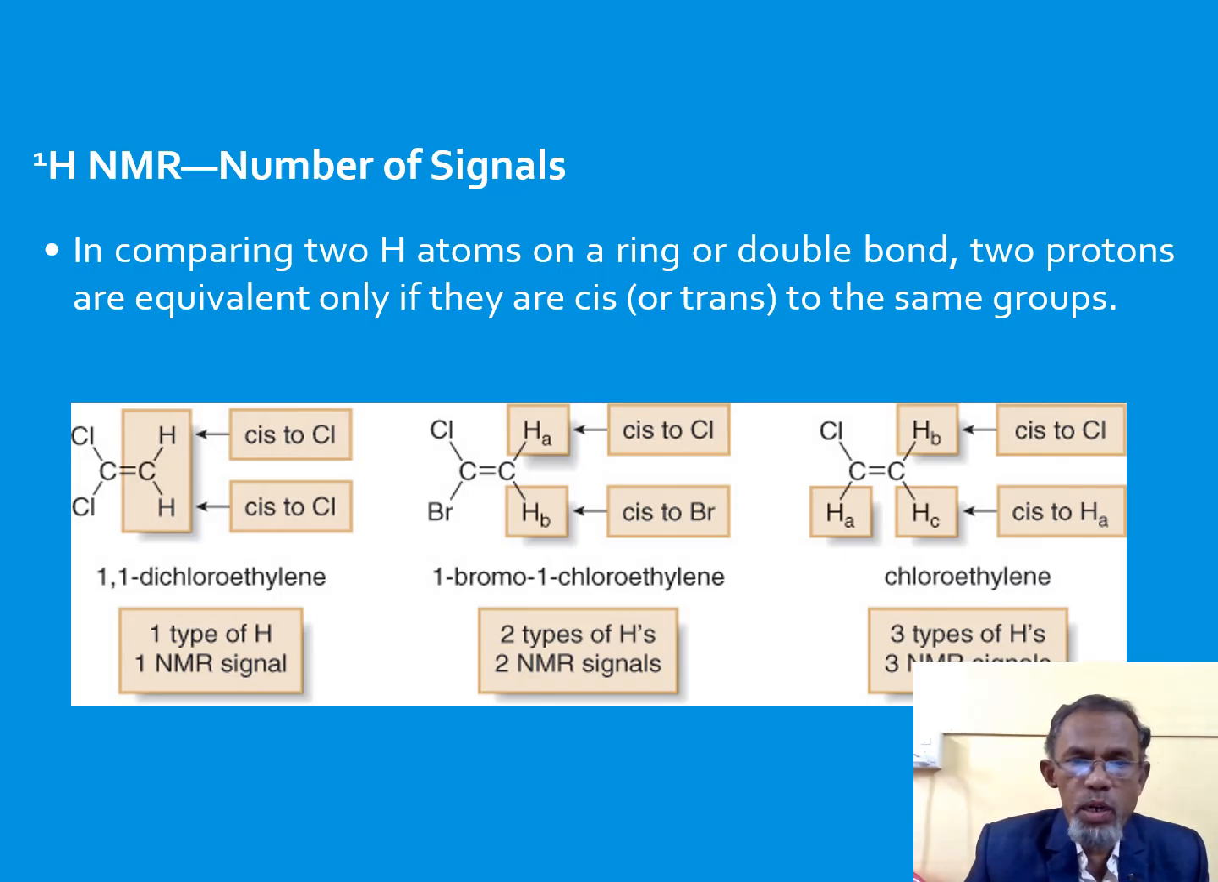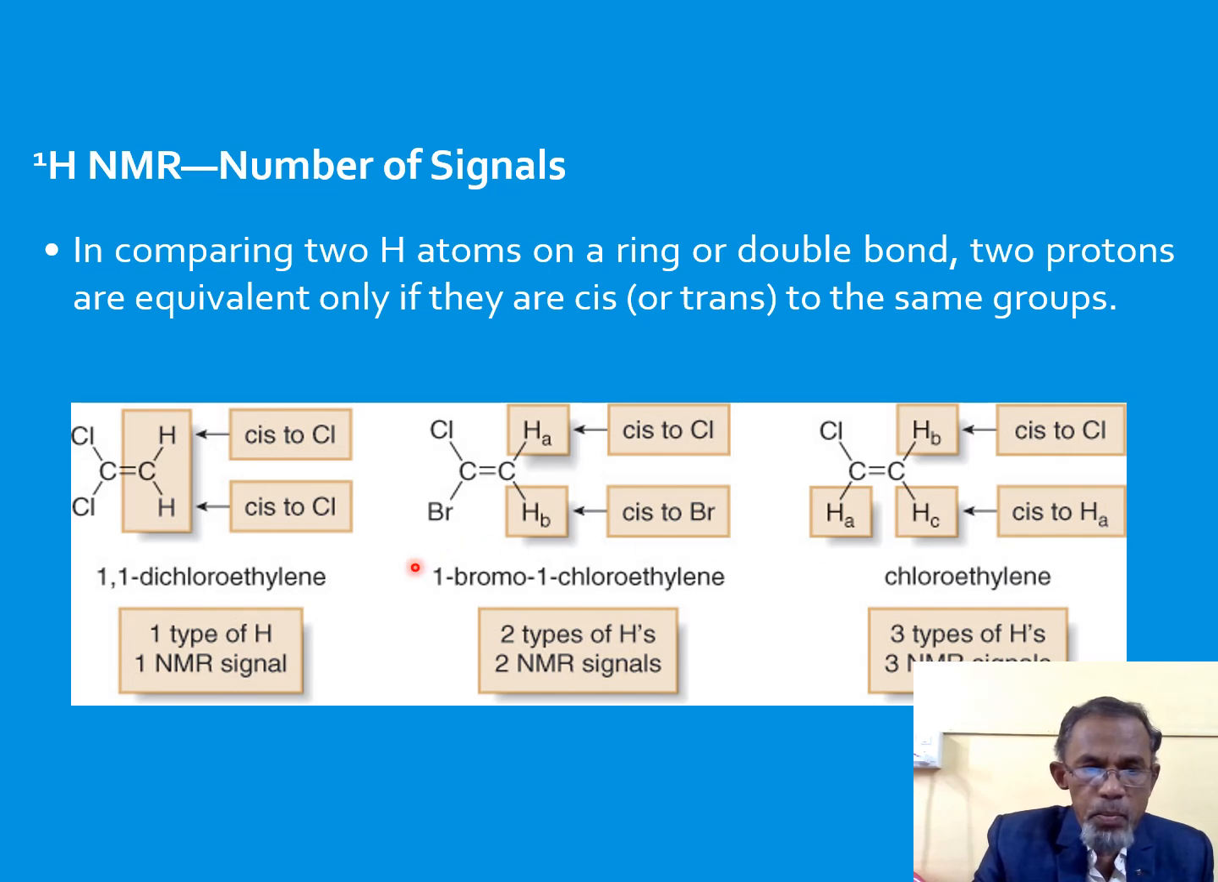In comparing two protons on a ring or a double bond, two protons are equivalent only if they are cis to the same group or trans to the same group. What is this cis and trans? As we are very much aware, trans compounds are those where the similar groups are in opposite directions, and cis compounds are those where the similar groups are present in the same direction. Keeping that in view, even NMR helps to determine the cis and trans isomeric form of the compound. With reference to that, here I have represented three examples.